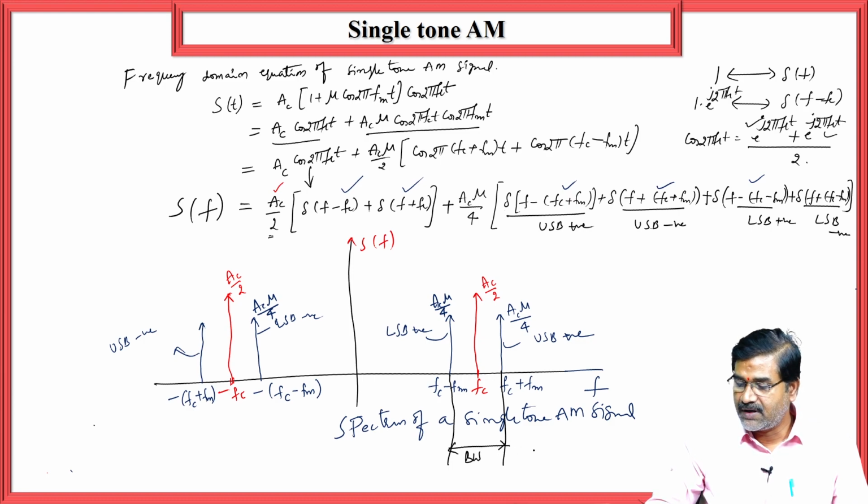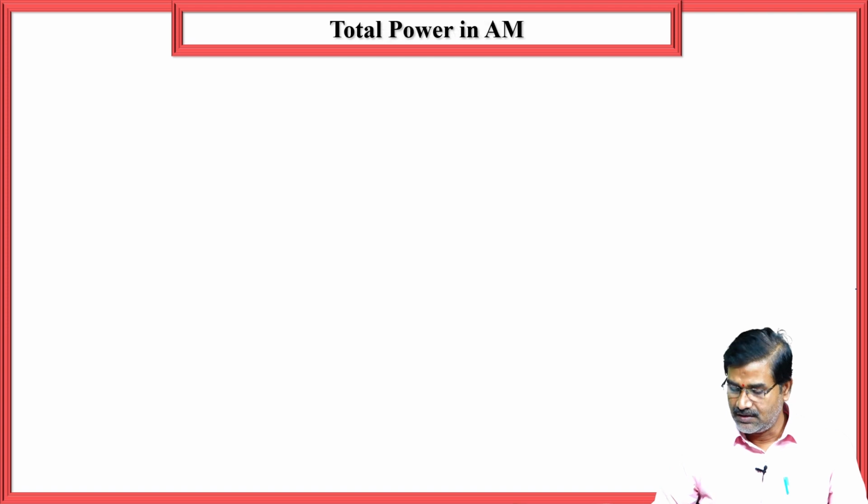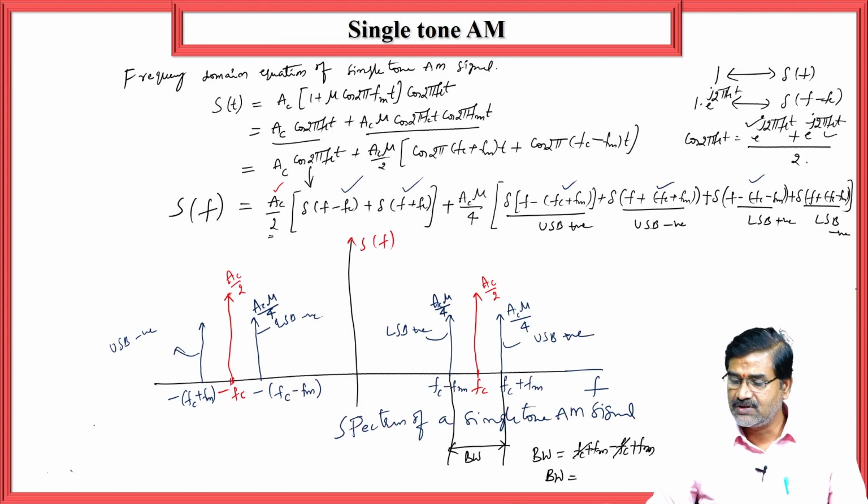So if you look at the bandwidth, so bandwidth is equal to what? Upper frequency minus lower frequency, fc plus fm minus fc minus fm, and you will get bandwidth of the AM signal. Transmission bandwidth of the AM signal is given by 2 times the highest frequency component, or else here only single frequency is there, you will get 2 times fm.